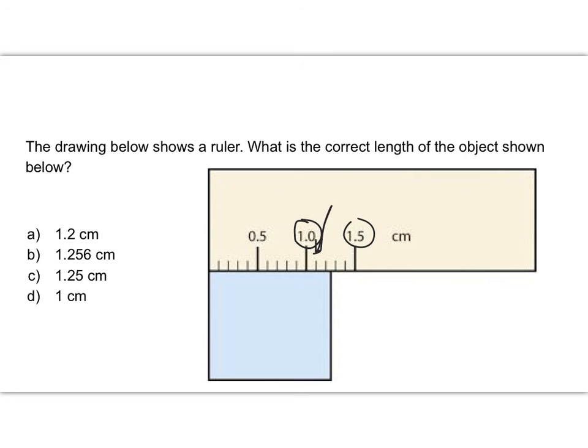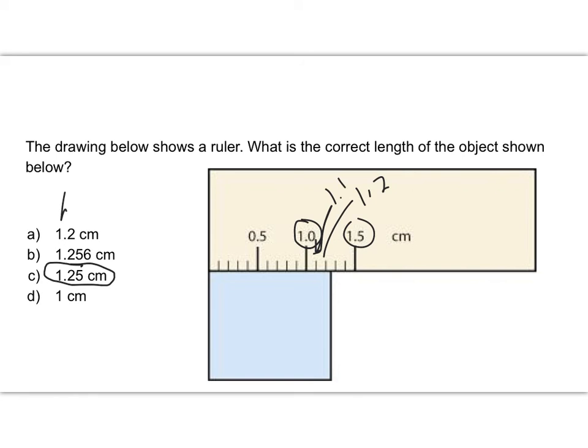All right, so this line would be 1.1. This line would be 1.2. And the measurement is in between 1.2 and 1.3. So you want to estimate one decimal place beyond what the ruler says. So in that case, I would say 1.25.